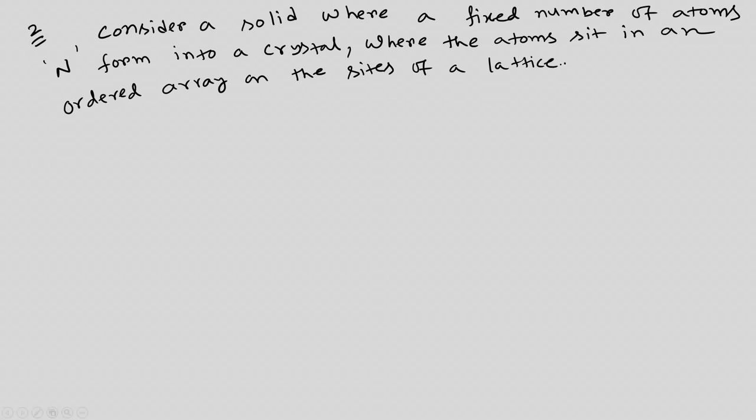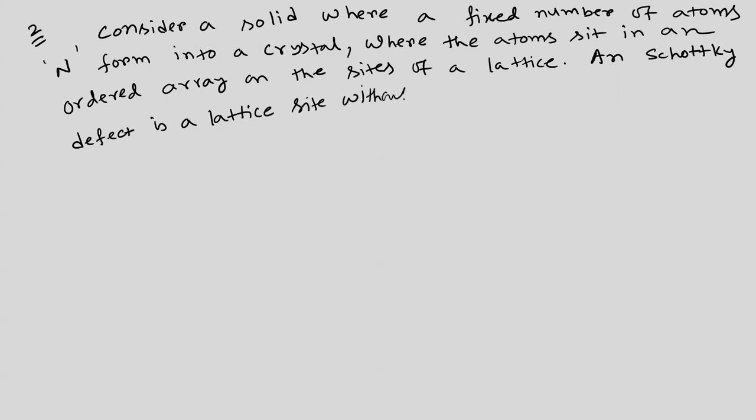Consider a solid where a fixed number of atoms N form into a crystal, where the atoms sit in an ordered array on the sites of a lattice. A Schottky defect is a lattice site without an atom.